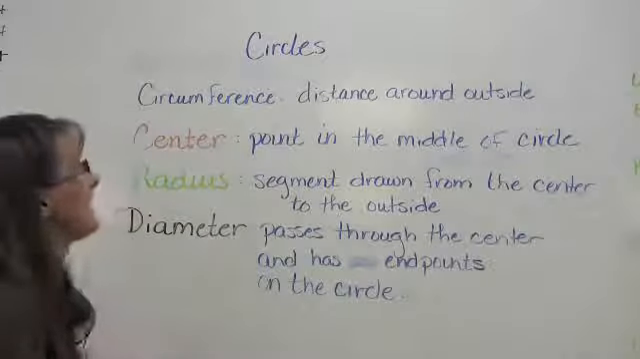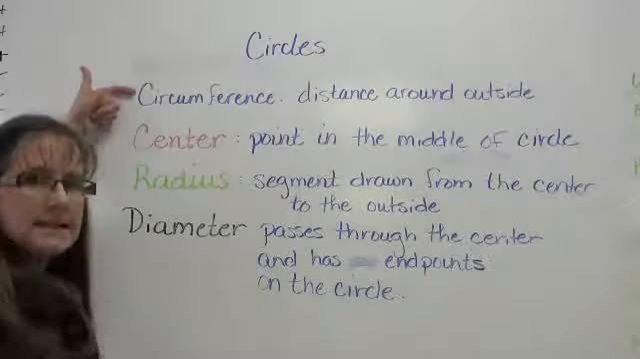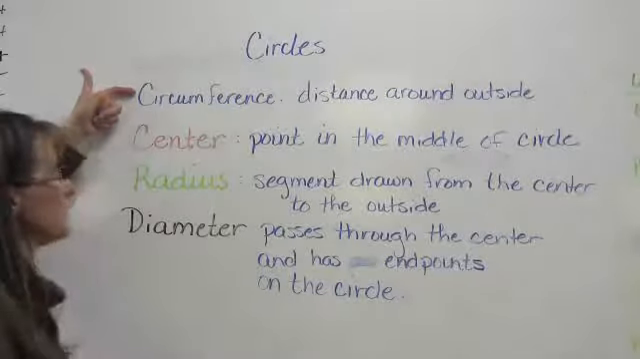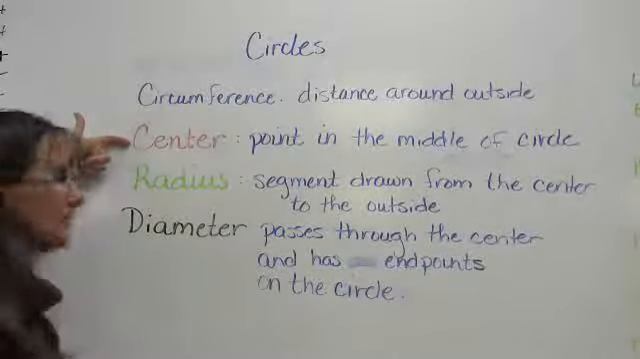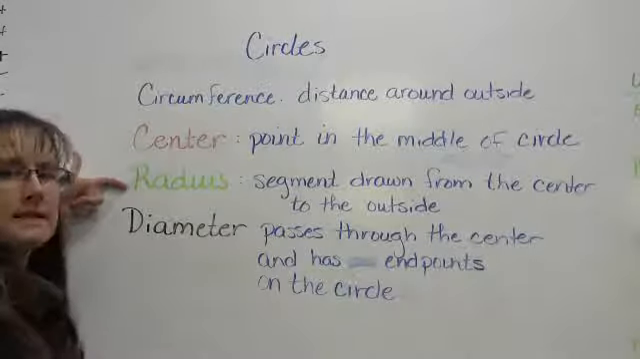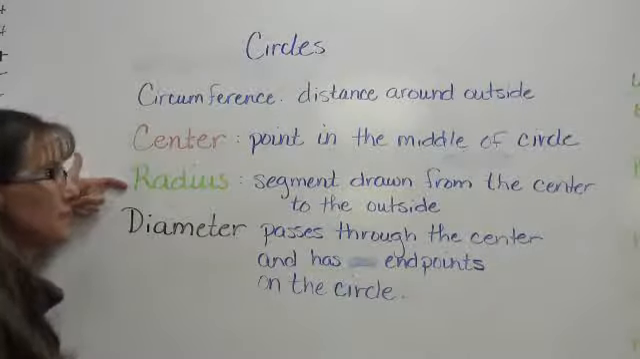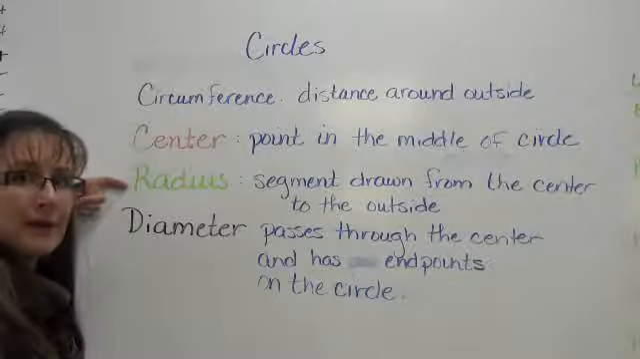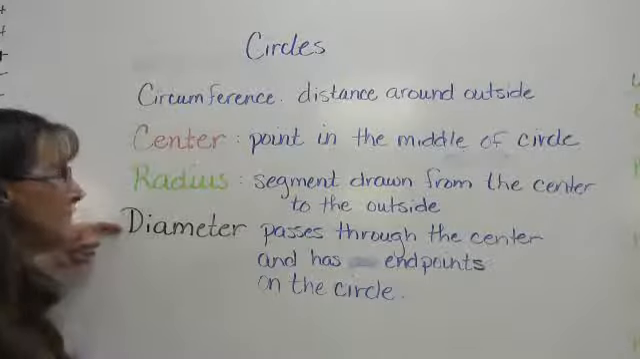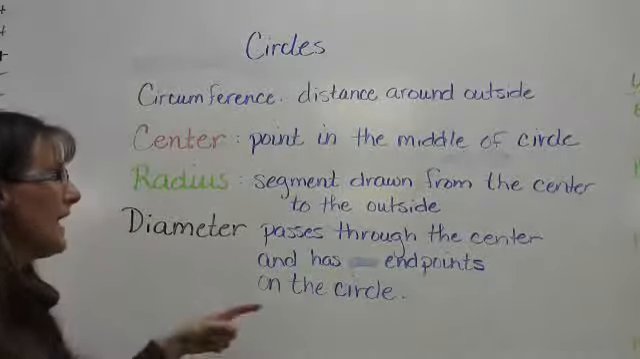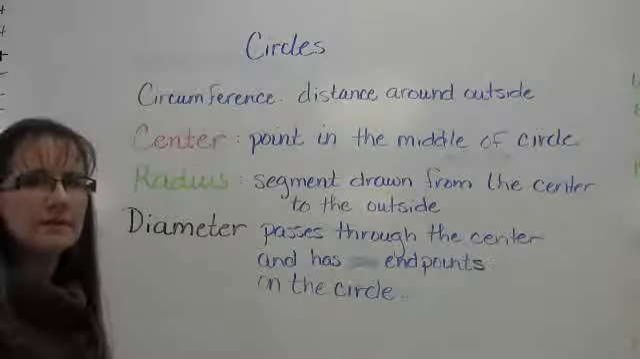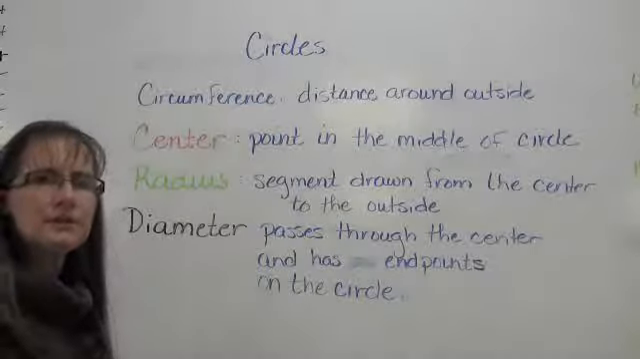Okay, to recap this, our circumference is the distance around the outside of the circle. Our center is the point in the middle of the circle. Our radius is the segment drawn from the center of the circle to its outside edge. And then the diameter is a segment that passes through the center and has endpoints on the circle. Let's draw a picture of these.